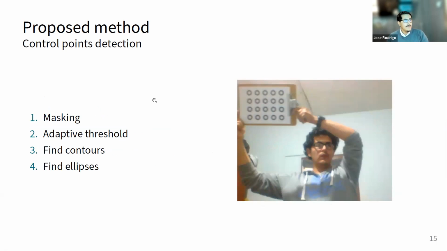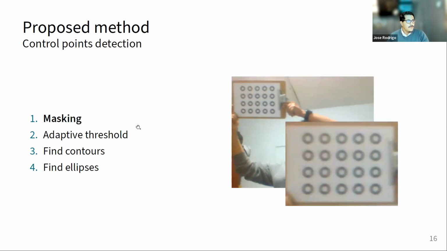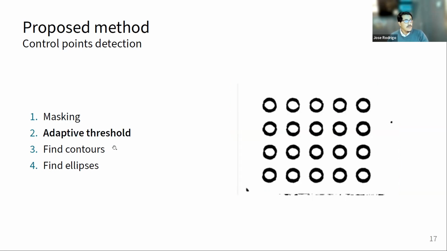Okay, in the first step, we have four sub-steps that are masking, adaptive threshold, find contours, and find ellipses. First of all, we perform the masking, where we are gonna try to have the pattern in the minimum possible area, so we will not process the whole image, just the part where is the pattern. After we masked our pattern, we are going to perform an adaptive threshold to separate background from foreground, so we can see better the ellipses of the pattern.